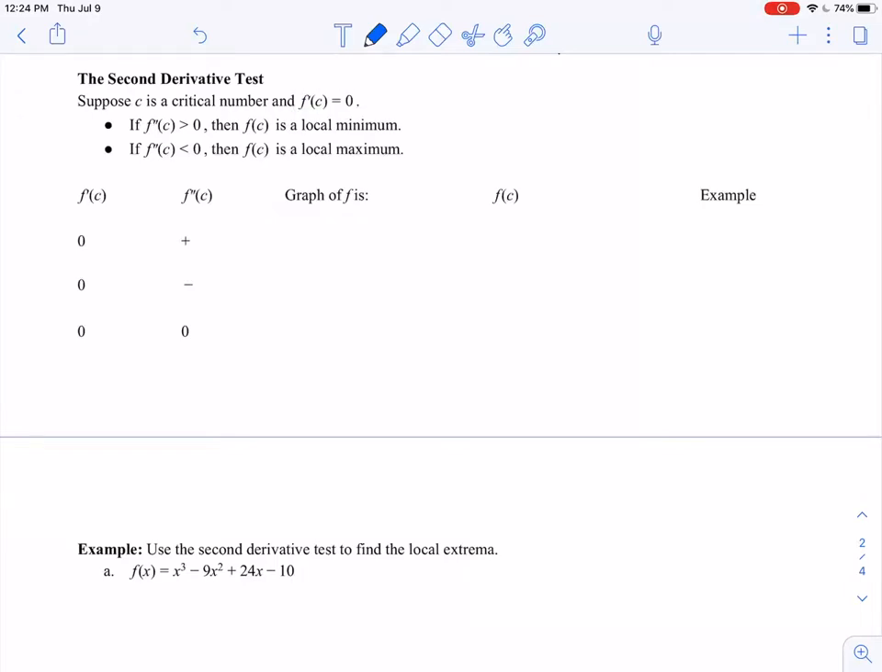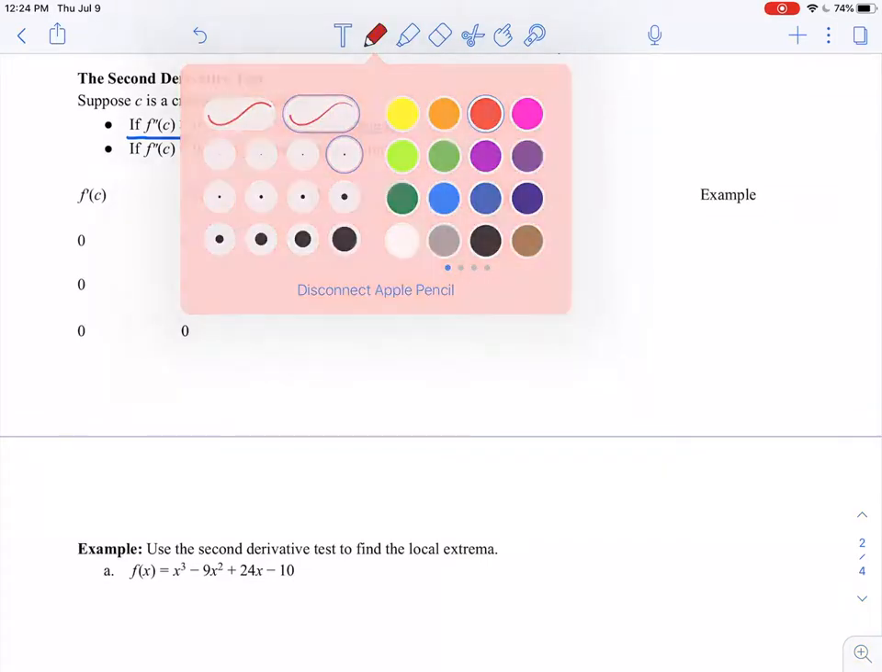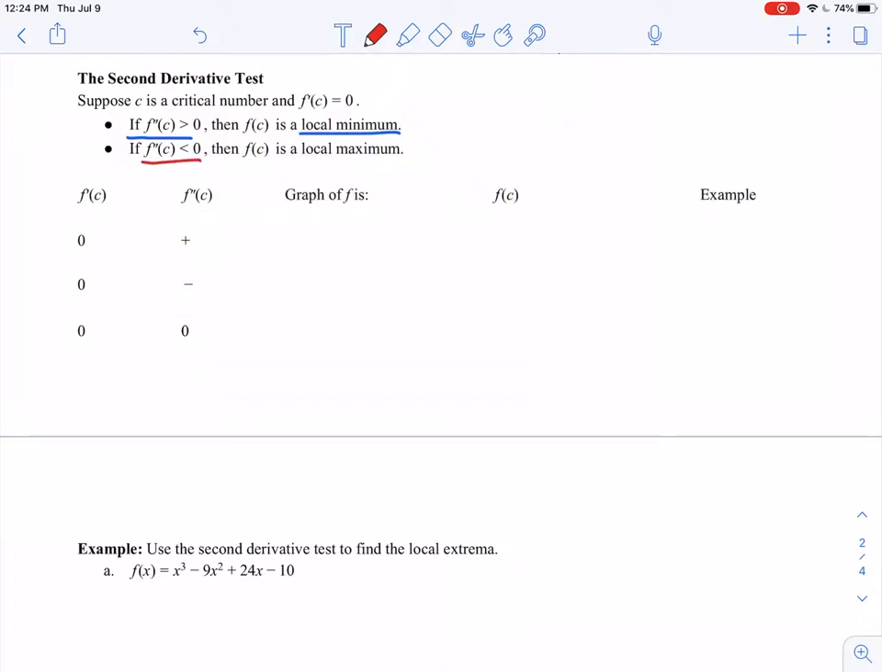If f prime of c is undefined or f prime of c does not exist, then the second derivative test is not going to work for us. Then we need to fall back to the first derivative test. If the second derivative is greater than 0, so if f double prime is positive, then f of c is a local minimum. And on the other hand, if f double prime of c is less than 0, so if the second derivative is negative, then f of c is a local maximum.